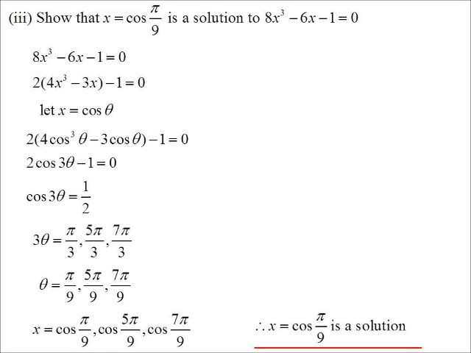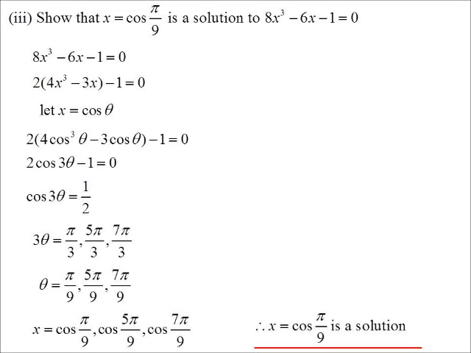What happened there? How did that become sine? That should be cos, of course. What's going on? There must be a little cut and paste error from somewhere. Okay, so therefore cos pi on 9 is indeed a solution.